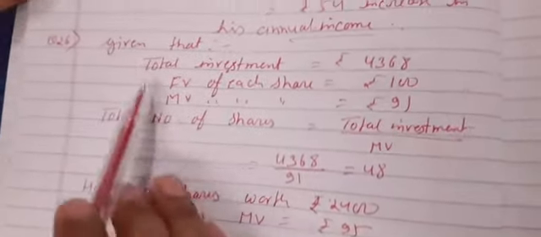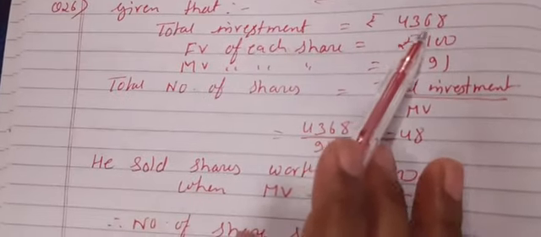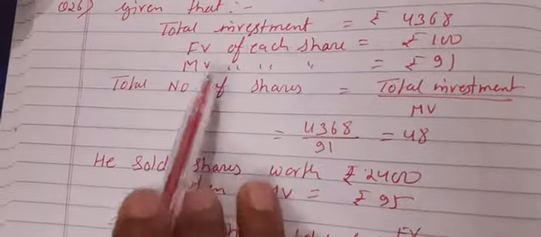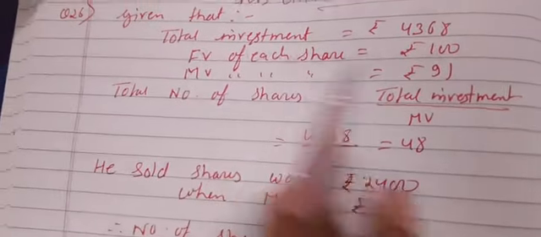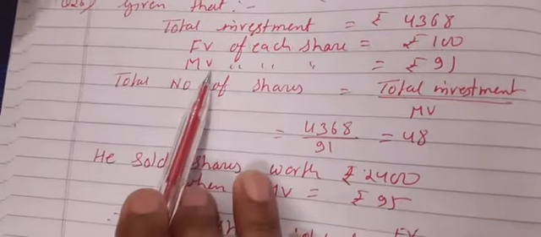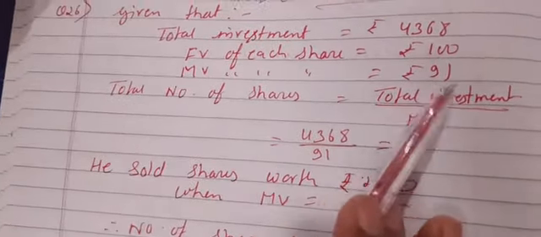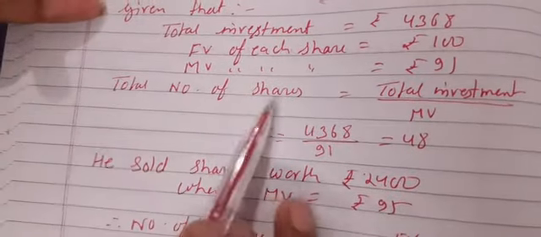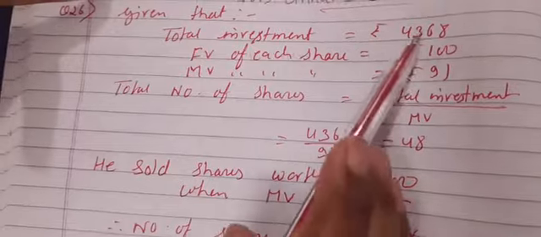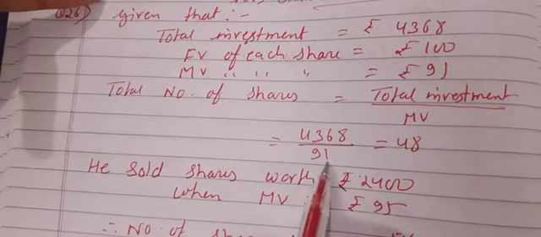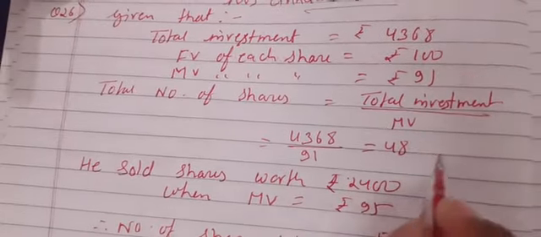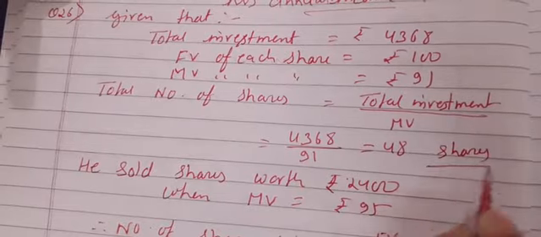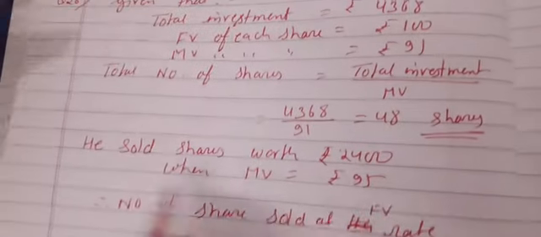So what I did, given that total investment is equals to rupees 4,368. Okay, and face value of each share was rupees 100, but market value, he bought it at rupees 91. At that timing market value was 91. So total number of shares he bought was what? Total investment 4,368 upon 91. So 48 shares he bought. This was the first part of your question. Okay.